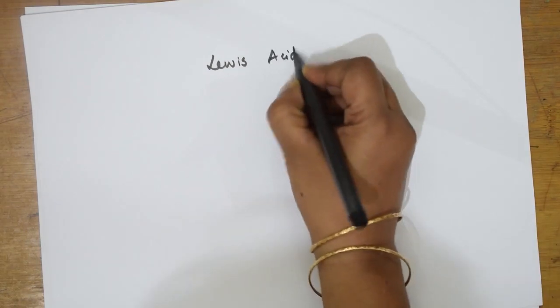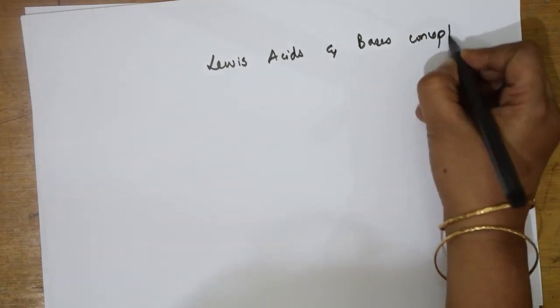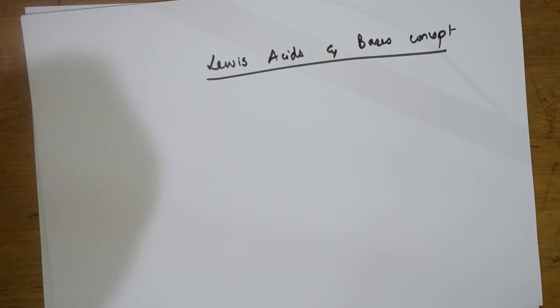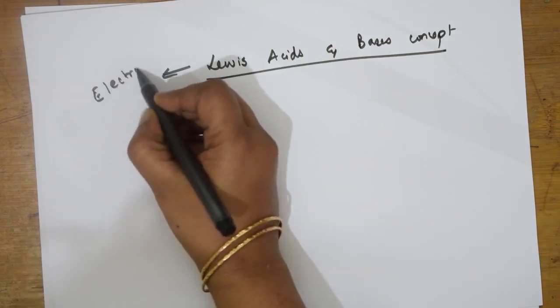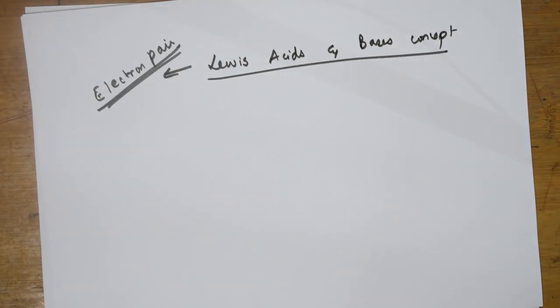Lewis acids and bases concept. Till now we have spoken about proton donor, proton acceptor, and all these things. What is Lewis trying to explain? Whenever you speak about Lewis, till now we spoke about proton only, but here try to speak in terms of electron pair only. Remember this, right? So what is he saying?